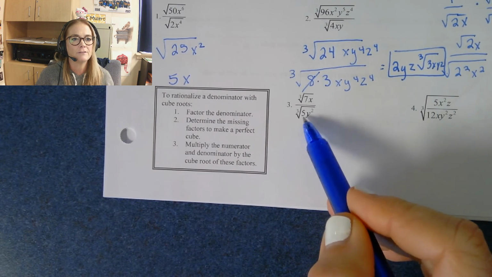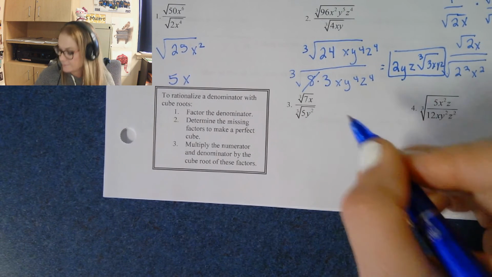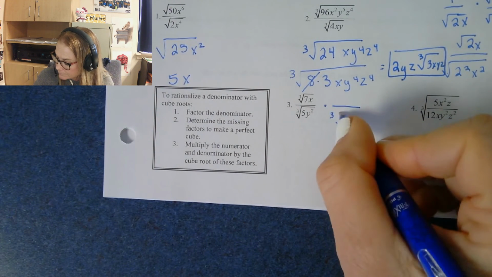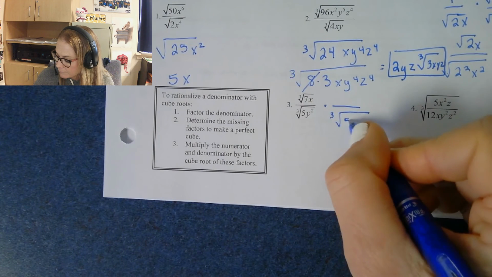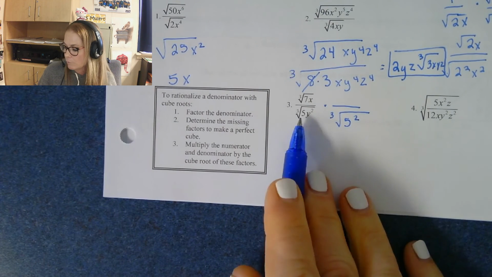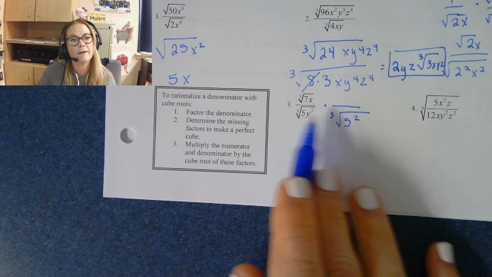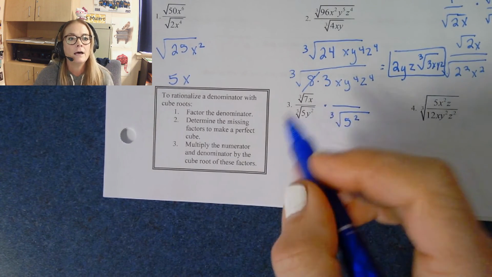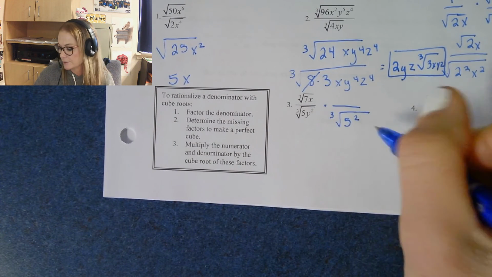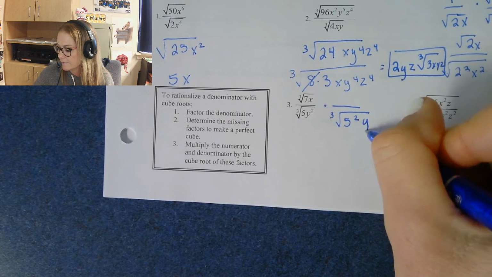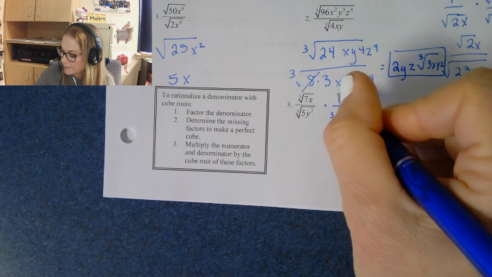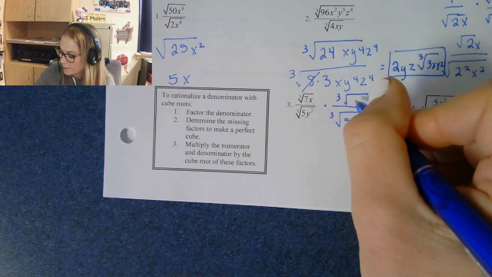Well, this is just 5, so I need 2 more 5s. So I'm going to be multiplying by 5 squared. So that's a total of 1, 2, 3 5s, so when I take the cubed root of it, it'll just be 5 itself. And I've got 2 y's here, so I need just another y, so that this would be y cubed, and then I can take the cubed root of y cubed, which will just be y. So I have to multiply over itself.